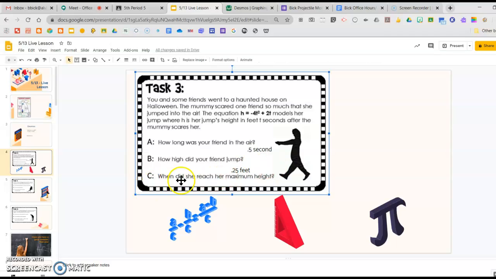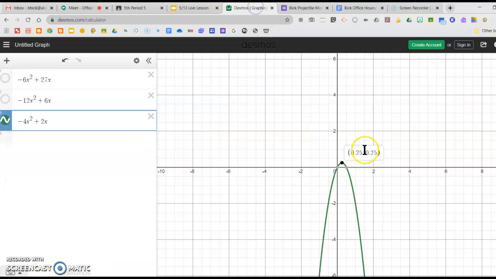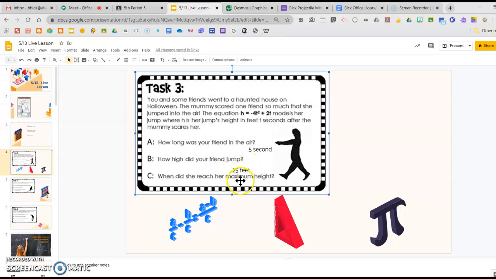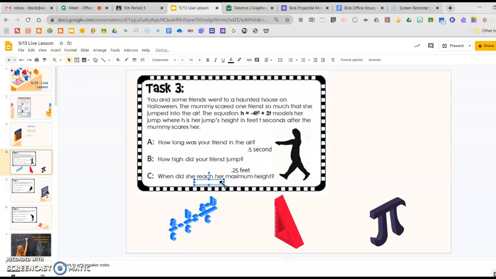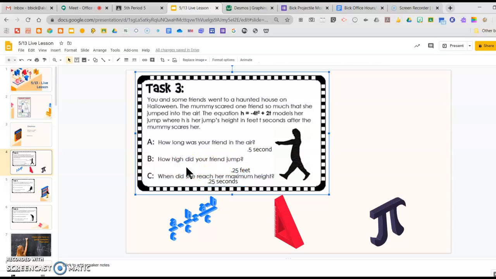And then lastly, when did she reach her maximum height? So her maximum height, and what time did she reach it? A 1/4 of a second. So each time do include your units. It's okay if it doesn't like your answer. I will go back and edit it so that it fits. And then there you go. Okay, let's move to the next question.